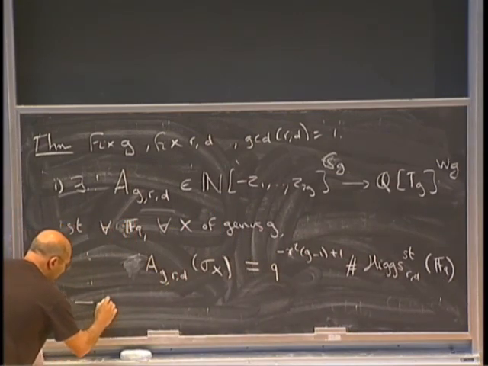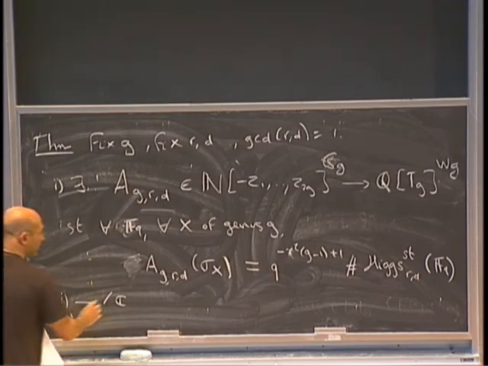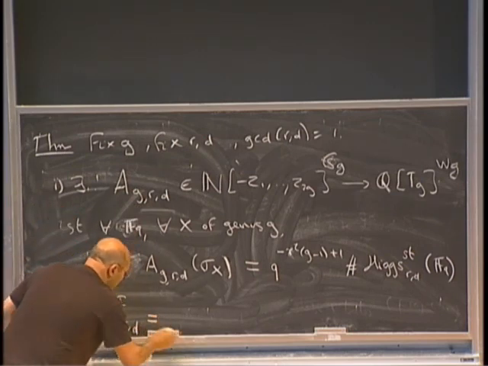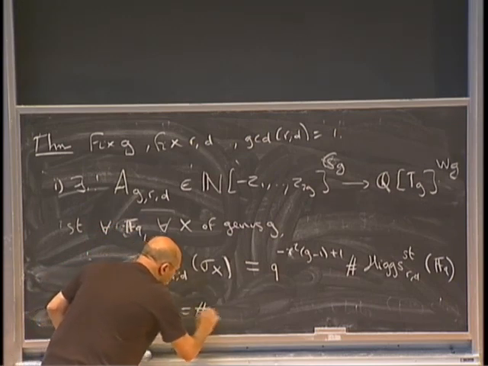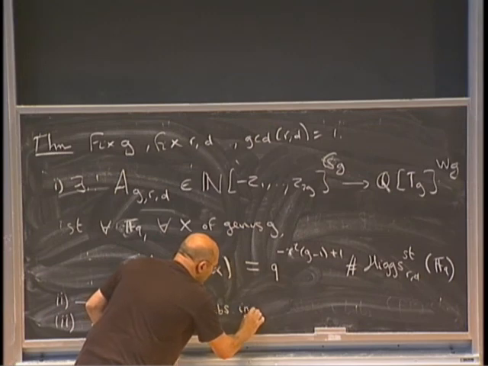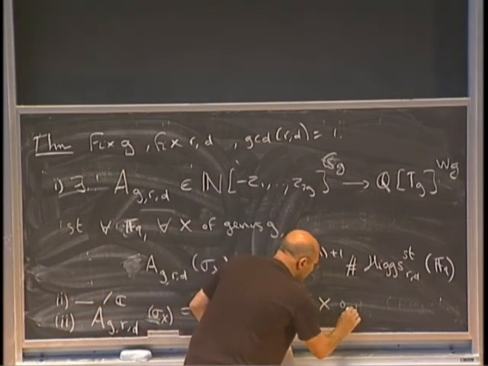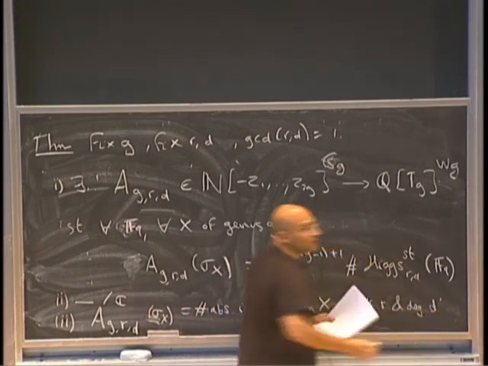And then there is an analogous result for the Poincaré polynomial over C. And then the third result, and this is in spirit very closely related to what Victor explained at the end of his lecture, is that this number A_{g,r,d}, when you evaluate it at sigma_X, is the number of absolutely indecomposable vector bundles on X of rank r and degree d.